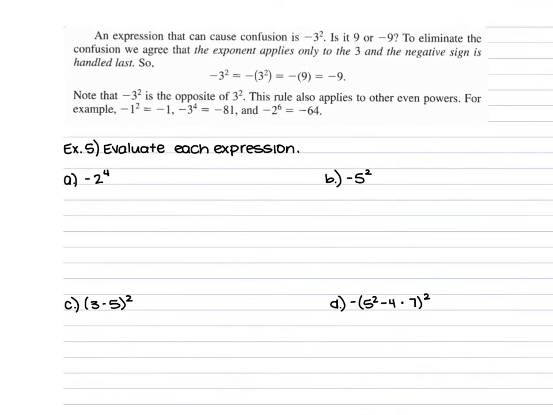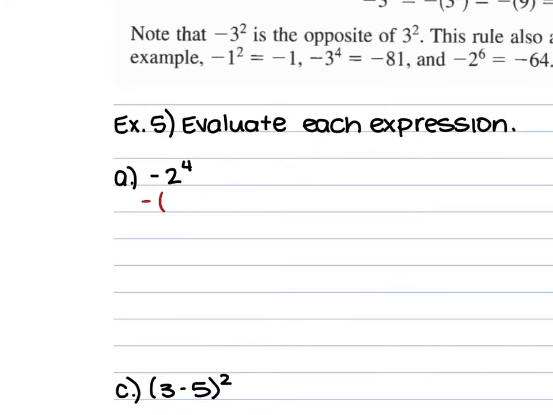With example 5, for A, we're just evaluating the expression negative 2 to the 4th power. This is the same thing as saying the opposite of 2 to the 4th power. So that 2 to the 4th power do first. We get 16, so it's the opposite of 16, which is just negative 16.